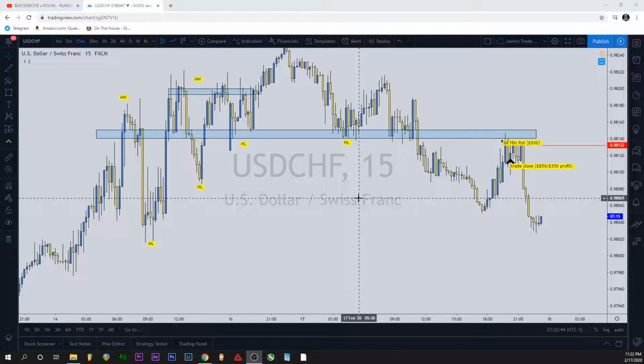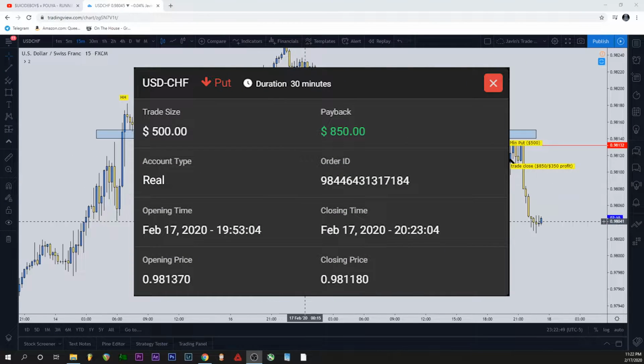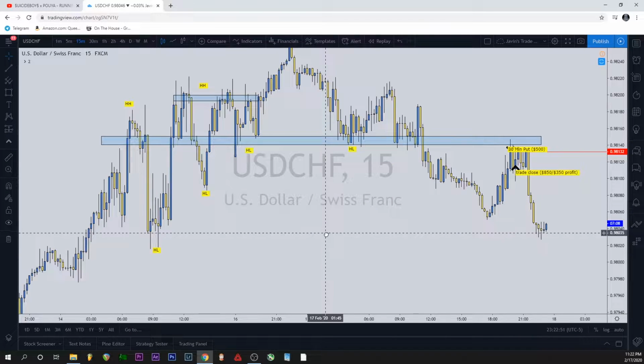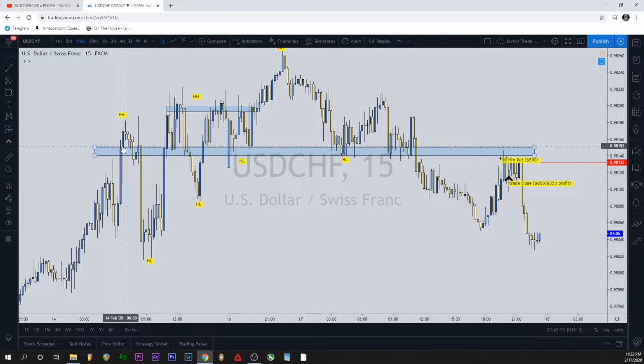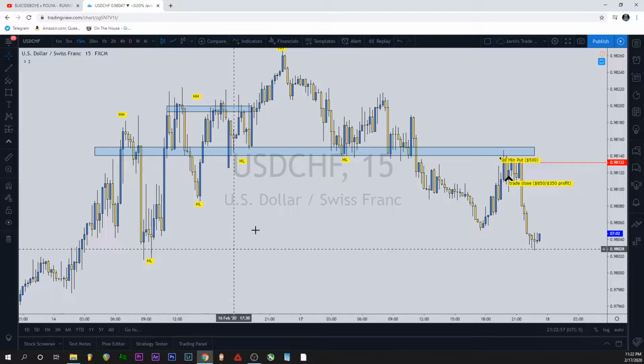What's going on, everyone? Javin here, and today we're going to be going over a trade I took on USDCHF a little bit earlier tonight, and we can see right off the bat that we have a very strong uptrend. We can see higher highs and higher lows being created.